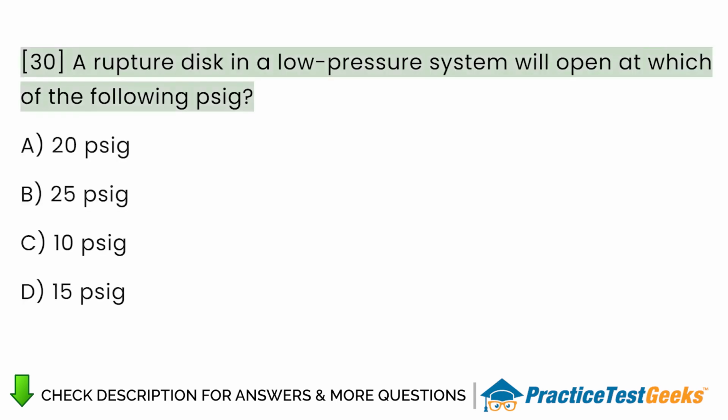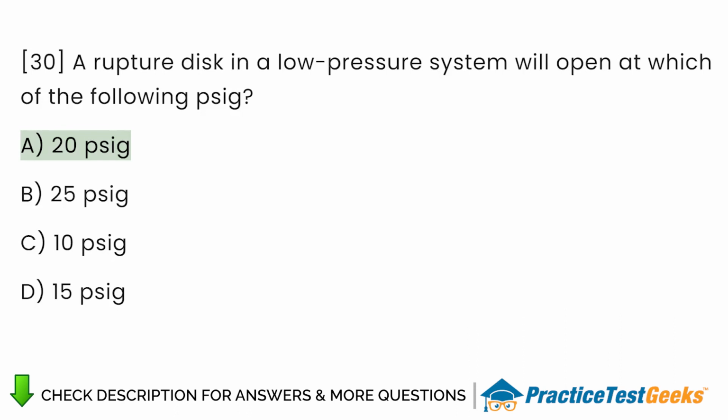A rupture disc in a low-pressure system will open at which of the following psig? A. 20 psig. B. 25 psig. C. 10 psig. D. 15 psig.